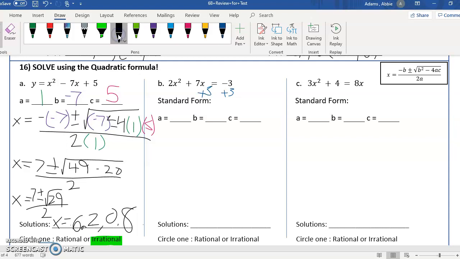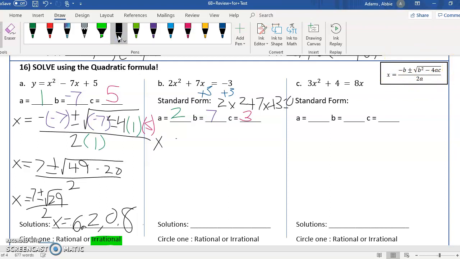So if I write this out in standard form, I've got 2x squared plus 7x plus 3 is equal to 0. And then our a value, so that's your coefficient on your x squared term, is 2. The coefficient on your x term is 7. And your constant is 3 for this equation. Once again, I'm going to substitute those values into the quadratic formula.